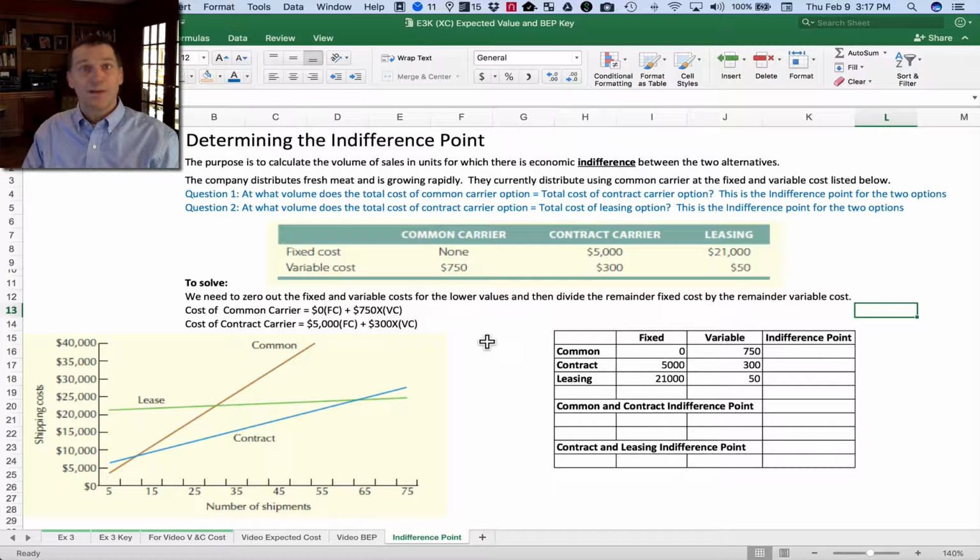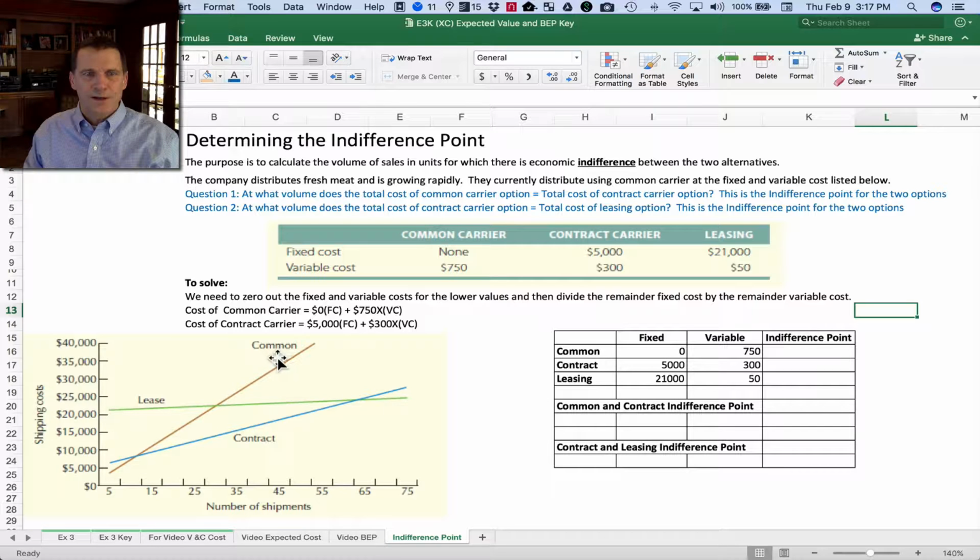So let's see here. The indifference point is basically the point where there's no economic difference. There is economic indifference between two of these options, and it'll always be a crossover point. I put a graph down here so that you can consider, if we were leasing, and this is the number of shipments here, if we sent out one shipment, it would cost us $21,050. So leasing starts out very high in total cost.